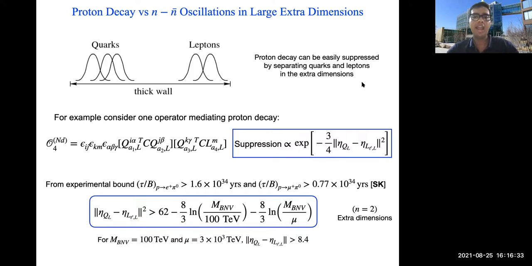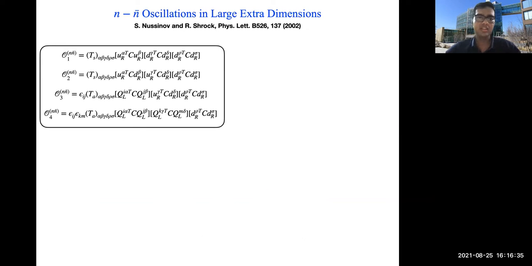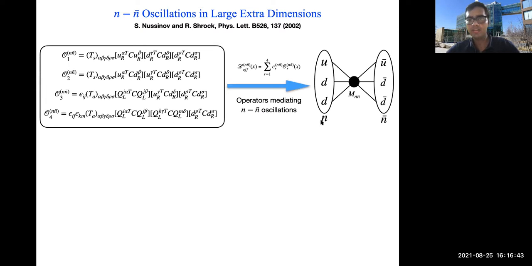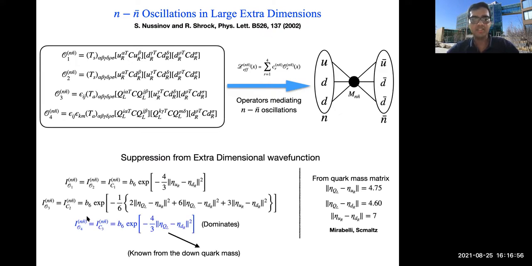Now consider what happens for n n-bar oscillations. N n-bar oscillations are mediated by these 6 quark operators. So they in effect produce this n n-bar oscillation, and the effective scale is denoted as M n n-bar. And given the field content, one can integrate over the extra dimensions to obtain the exponential suppression factors. And these distances are fixed from the quark mass matrix.